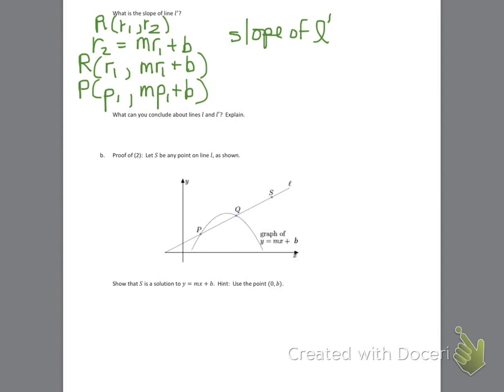And remember, our goal is going to be to show that the slope of L prime is equal to m. So we're going to go through that. So go ahead and take a minute and see if you can write an expression for the slope of L prime.